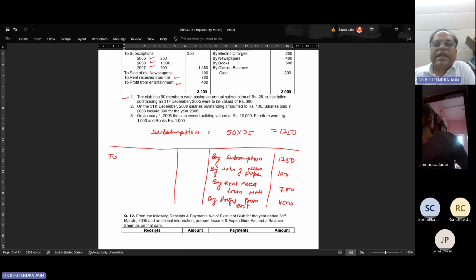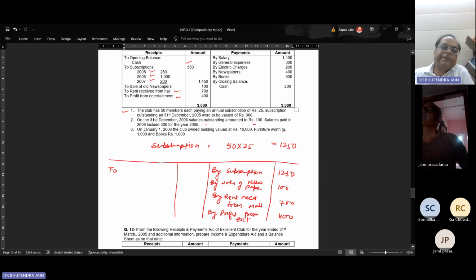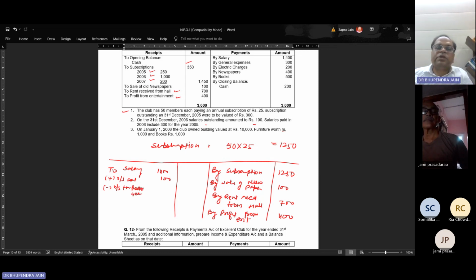On 31st December 2006 salary outstanding 100 and salary paid in 2006 includes 300 for 2005. है ना भाई, मतलब 1 साल की आउटस्टैंडिंग और पहले की हमने पहले से पे कर दिया. चलो भाई क्या होगा, सैलरी कितनी दी है क्वेश्चन में, 1,400. To salary 1,400 plus क्या करेंगे बेटा, outstanding salary 100 and minus outstanding for previous year. कितना था, 300. 15 और 3, कितना आ गया बेटा, 1,200.